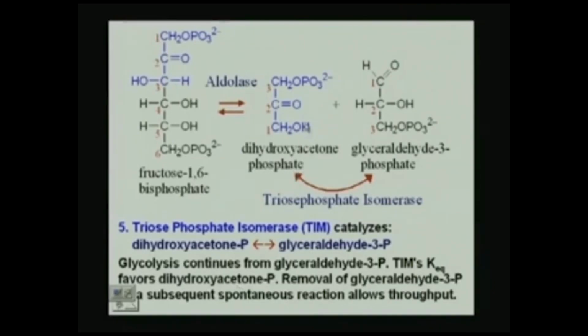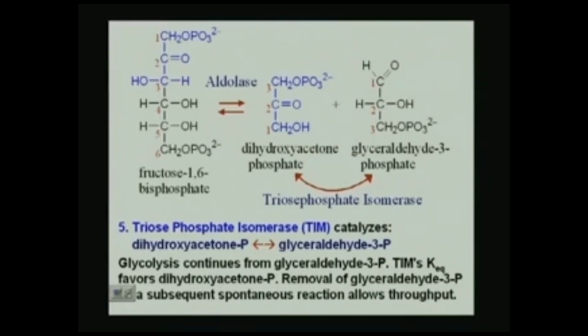Okay? So, this is favored. But the glycolysis steps, the further steps actually continue from glyceraldehyde 3-phosphate. So, if the equilibrium shifts to dihydroxyacetone phosphate, what does it mean? It means I may not have sufficient glyceraldehyde 3-phosphate to continue with the glycolysis.